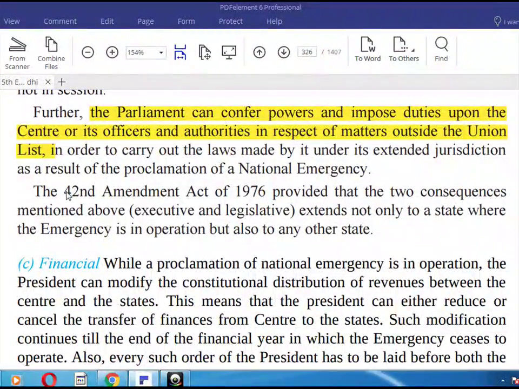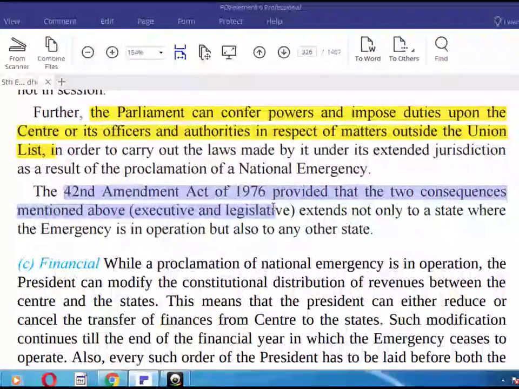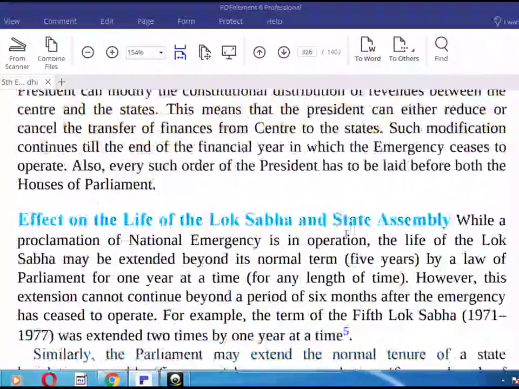The 42nd Amendment Act 1976 provided that the two consequences mentioned above, executive and legislative, extend not only to the states where the emergency is in operation, but also to any other state.